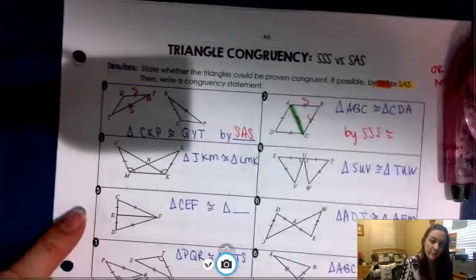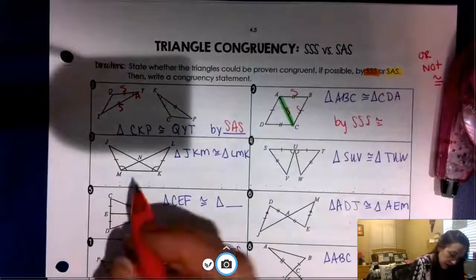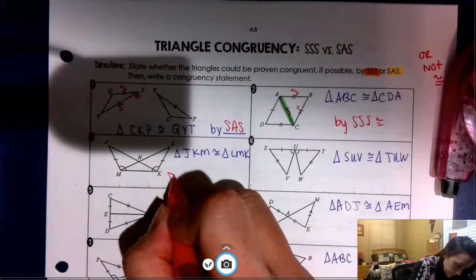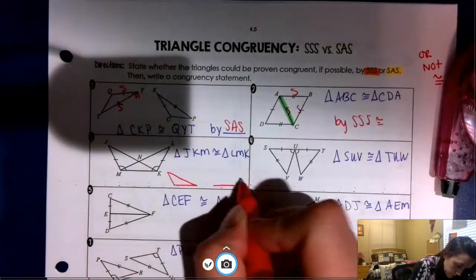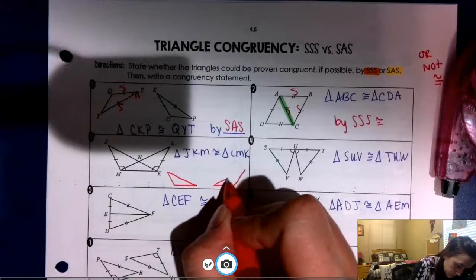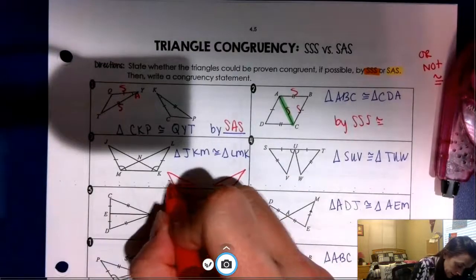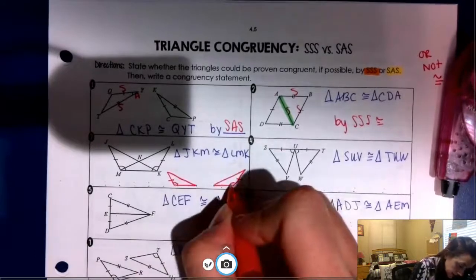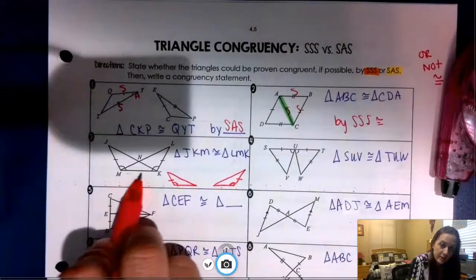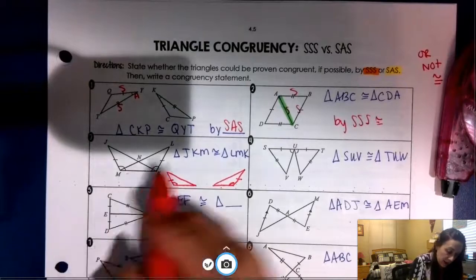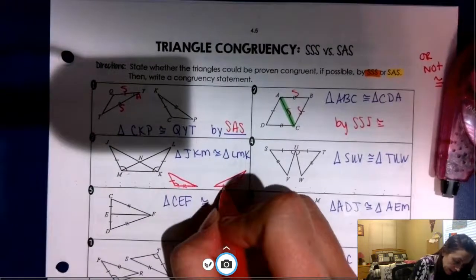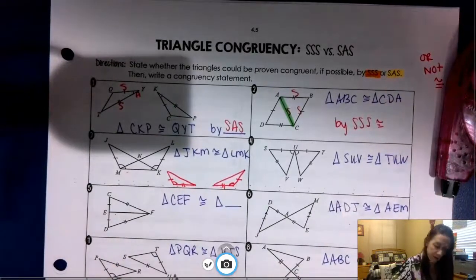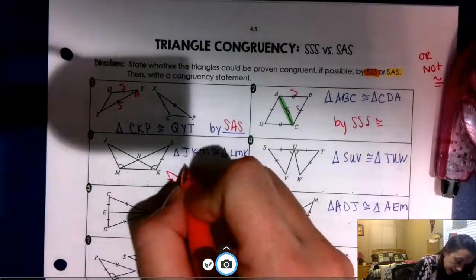Now over here, sometimes it may be easier if you redraw these separately. And I know that this is congruent to this. I know this angle is congruent to this angle. And this side is shared at the bottom. It's hard to see, but this side right here is the same as this side right here. So this is going to be by side angle side.